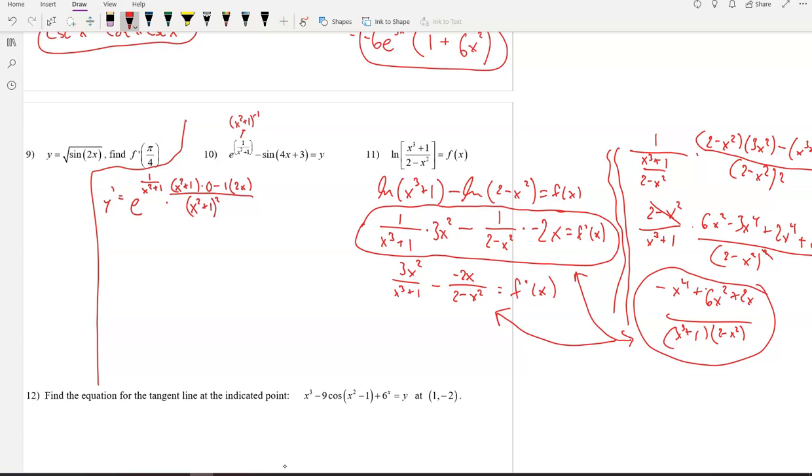So there's the derivative of e. All right, and then minus, so the derivative of sine is cosine. So we got cosine of 4x plus 3, again, times the derivative of what's inside. What's the derivative of 4x plus 3? Just 4. That's right. There it is.